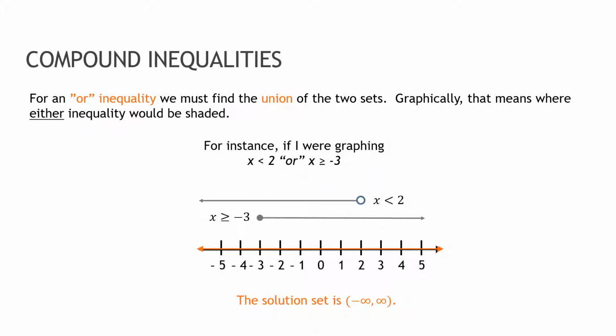This brings us to our "or" inequalities. And "or", just as before, is the union of two sets, which means either inequality would be shaded. So again, same one that we looked at before with x is less than 2 or greater than or equal to -3. Anywhere from left to right would be shaded. So anything down here, I would have a dot above it. Anything over here, in this case I would have 2 dots above it, but it doesn't matter. Anything here, so we can see there's no gaps in this graph, so it's just all real numbers, or -infinity to +infinity.